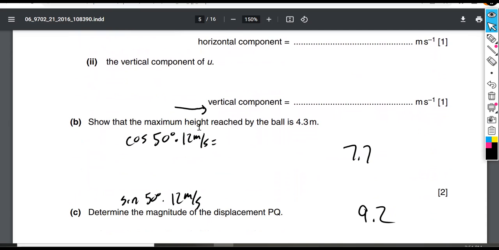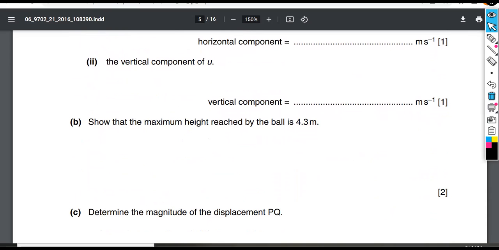Show that the maximum height reached by the ball is 4.3 meters. All right, so let's remind ourselves what we had. We had a vector like this, 12 meters per second, an angle of 50, and we just calculated this component was 9.2, and we calculated this component here was 7.7.